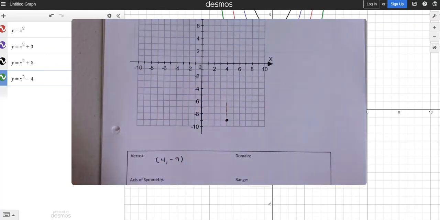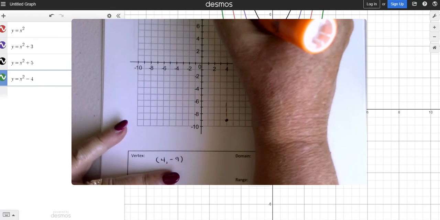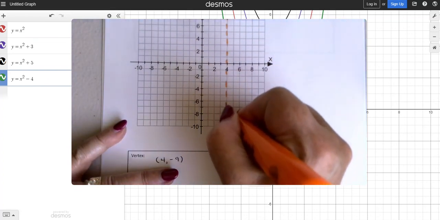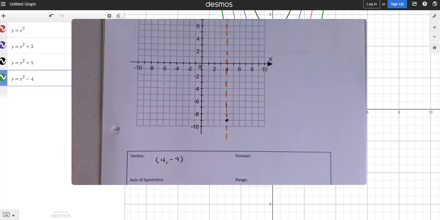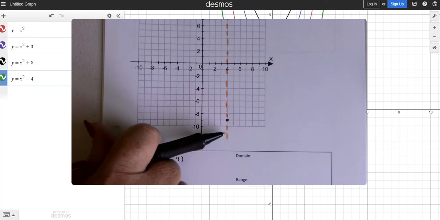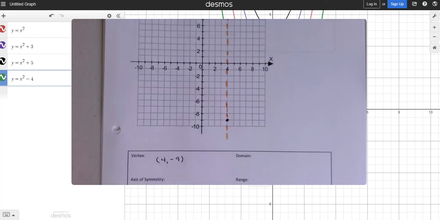Let me make this a little bit easier here. I usually draw it as a dotted line because it's not really part of the graph. It's more of a guideline. And that vertical line would have equation x equals 4. Every point on that line has x value 4. So that's my axis of symmetry.